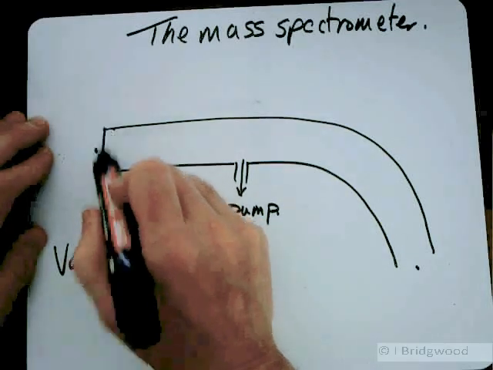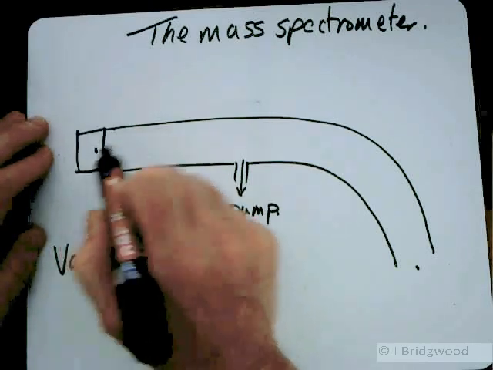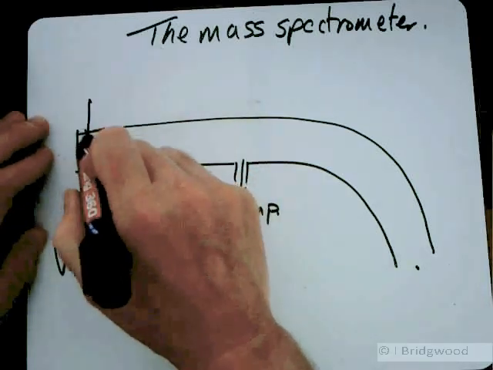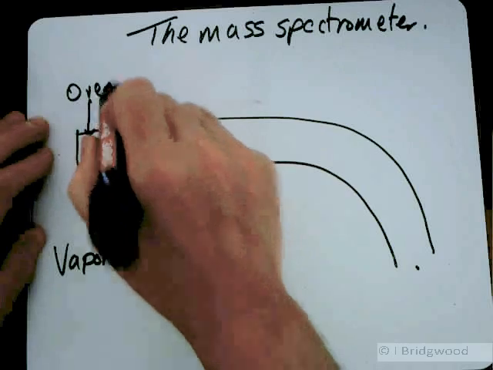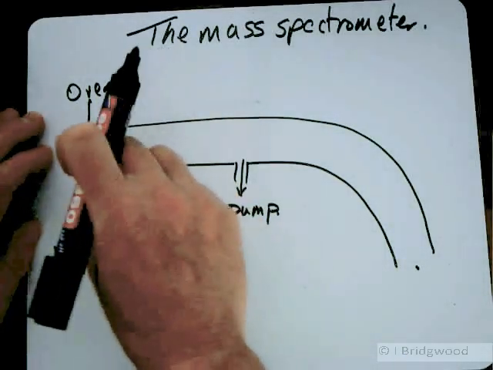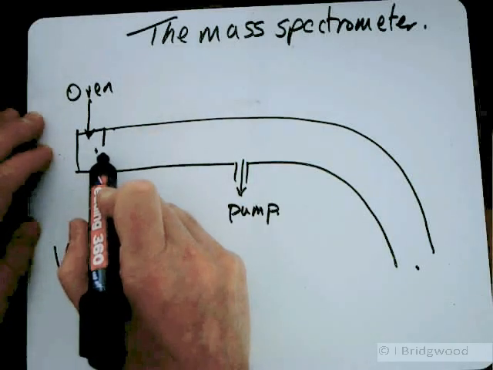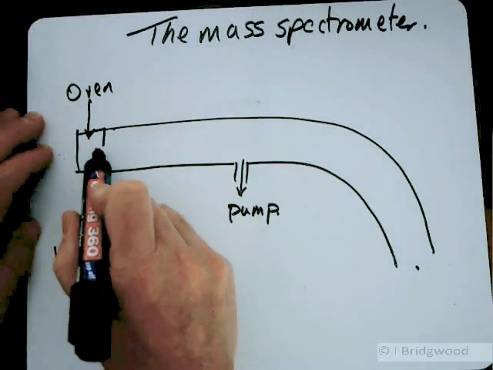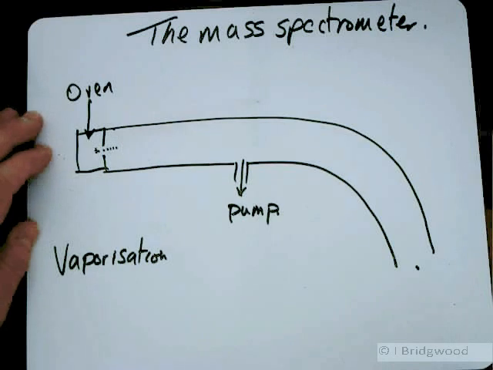So we have on this end some sort of oven to make sure that our particles are completely vaporized. We'll have a little hole so that our particles can diffuse through. Here they come, diffusing through.